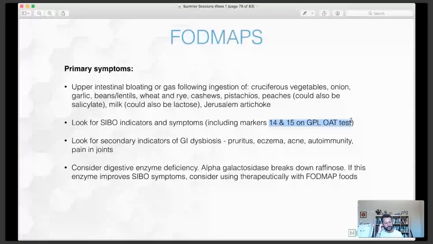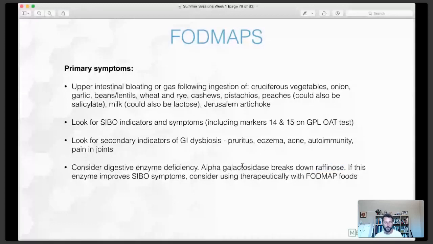We're not looking at the vagus. But here are some of the symptoms, and nonetheless, FODMAPs can be an issue. But guess what? This is something I found: the raffinose that's in some of the FODMAPs, more than the FODMAP itself, can be broken down by alpha-galactosidase, which is a digestive enzyme. So if that improves things, you can use this enzyme to counteract some of the SIBO symptoms.